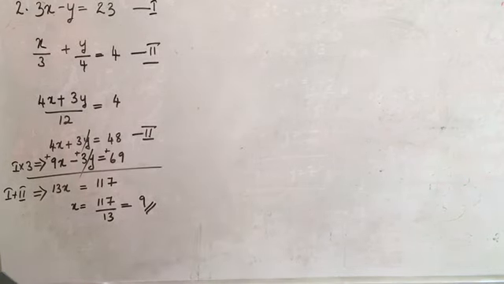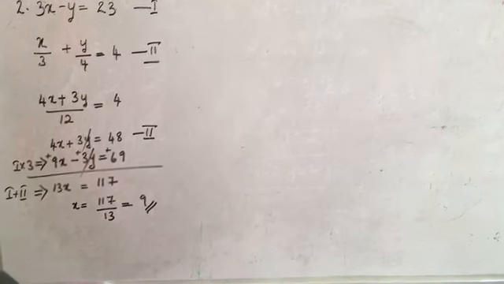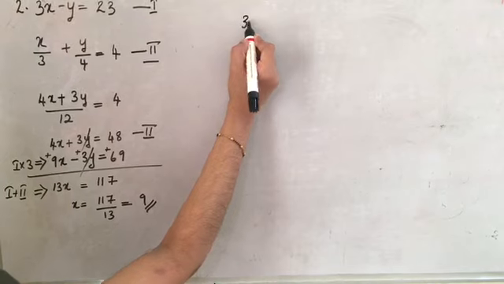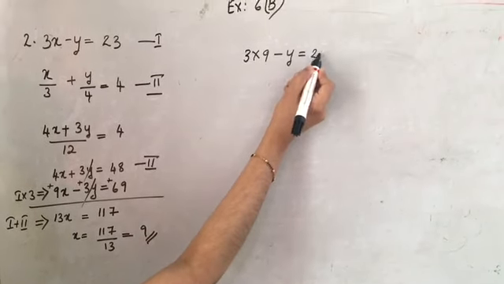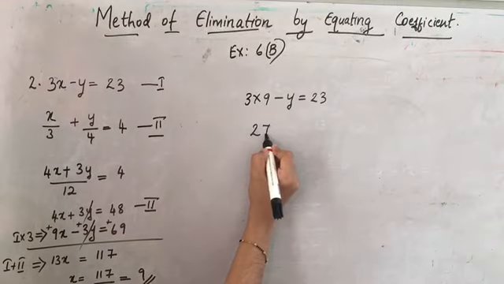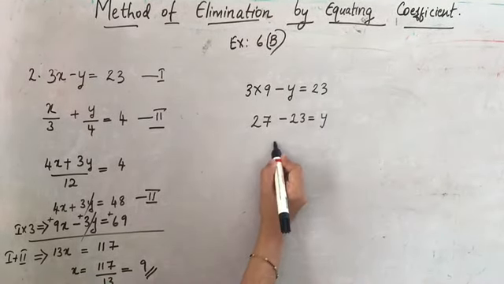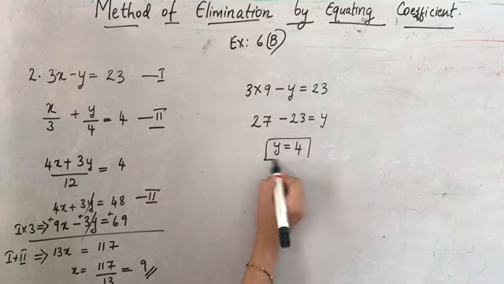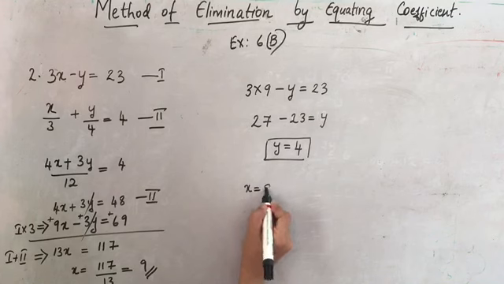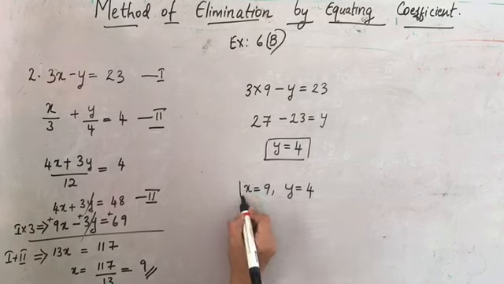Now let me substitute the x value in either of the equations. So we will substitute in the first equation. You get 3 into 9 minus y equals 23. 27 minus 23 equals y. Y equals 4. So you get x equals 9 and y equals 4. Hope it's clear to you all.